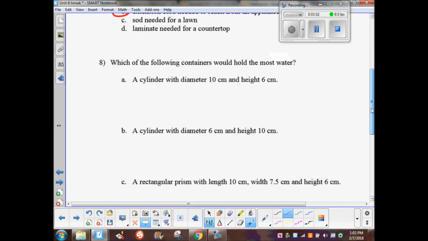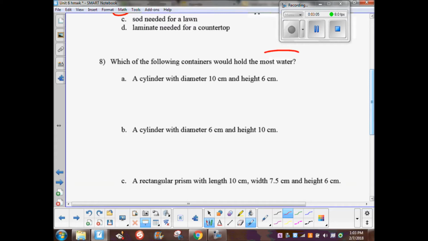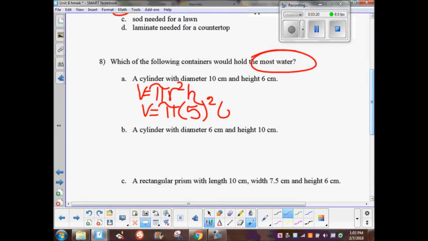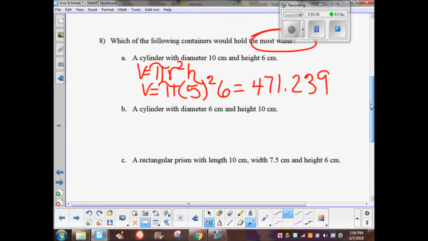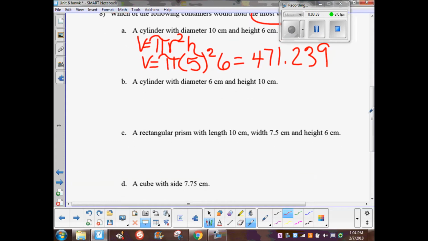Number 8. Which of the following containers would hold the most water? We've got 4 containers here. A cylinder, pi r squared h. So we have pi times 5 squared, because that's our radius, times 6. I'm going to use the pi key on the calculator. In the end, after we do all 4 of these, we're going to find out which one contains the most. So I'm not concerned with my rounding right now.